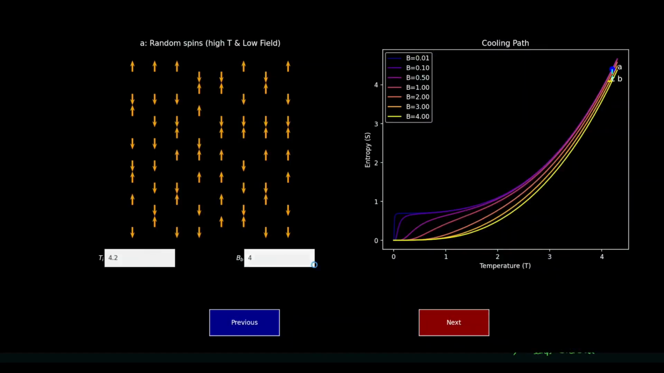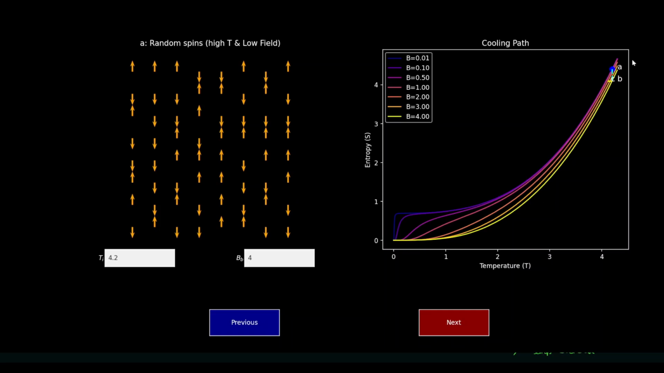So here you can see that the initial temperature is 4.2 Kelvin. So we are at the point A, which corresponds to the random spins at higher temperature and low field, which is in the blue curve. So this magnetic field value is very low. So here you can see the arrangement of spins is random.